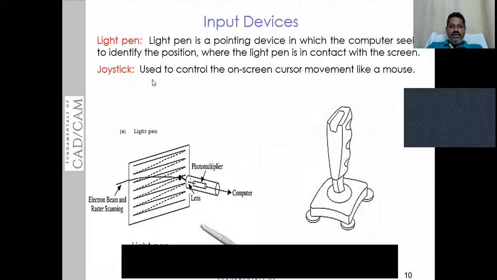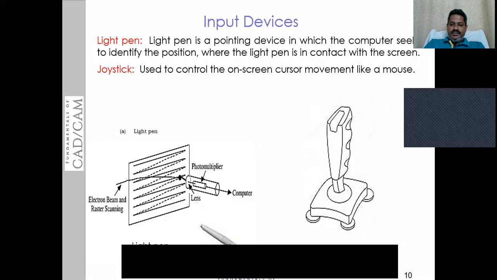Then you have a joystick. Joystick is also one of the input devices used in a CAD station to control the movement of the cursor on the screen. You can see a joystick on the screen. It has a lever-type device. One end of this lever can be operated by hand. The other end is placed in a spherical hole. So whenever we move this lever horizontally or vertically, forward or backward, the movement of this lever will capture the movement of the cursor on the screen.